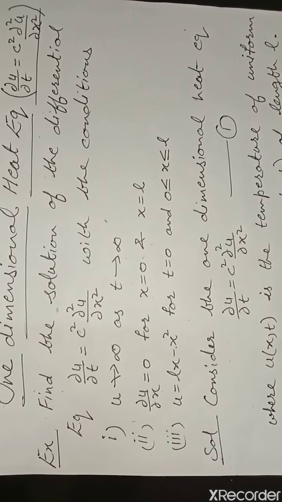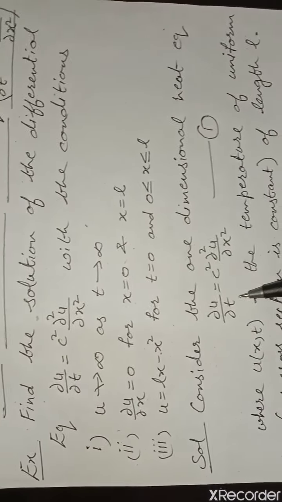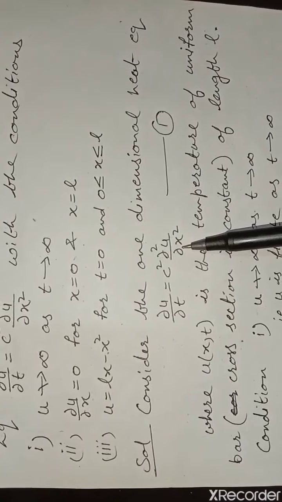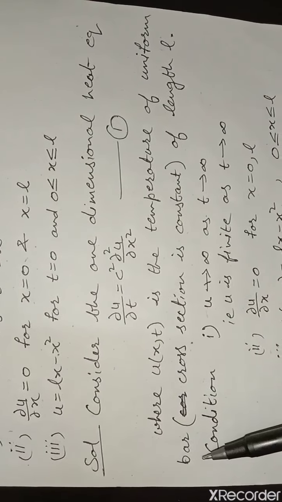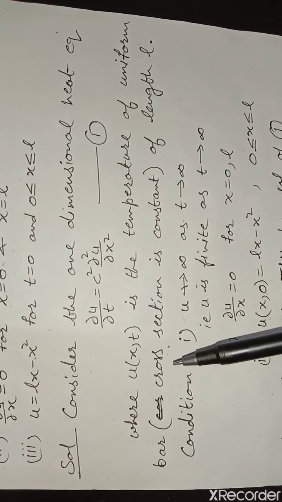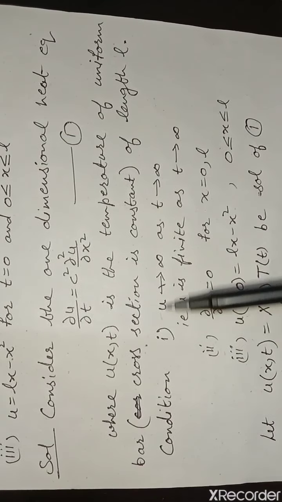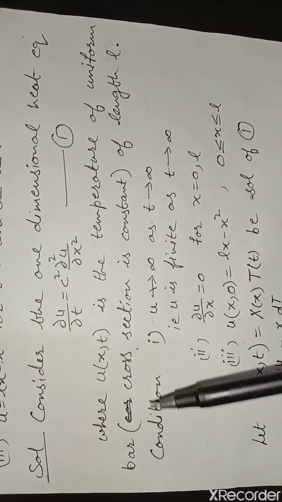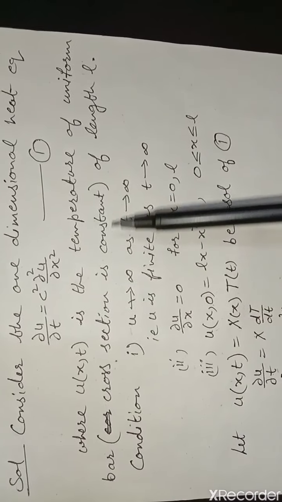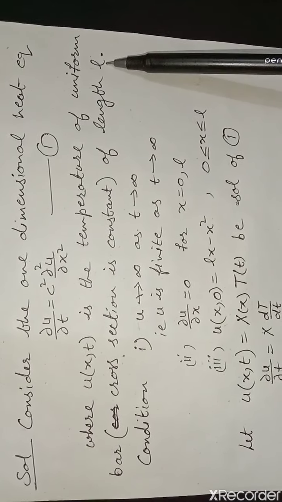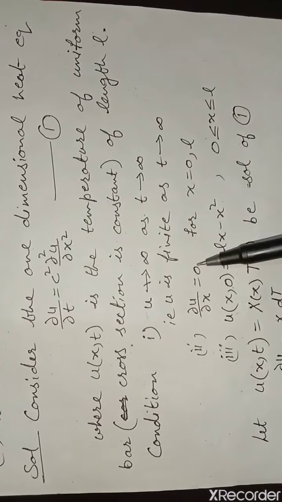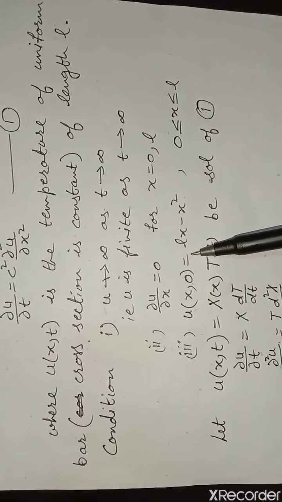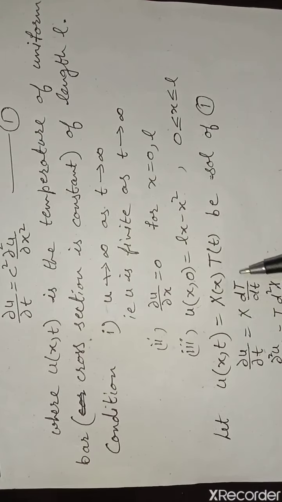Now let's start the solution. The one-dimensional heat equation is this, where u(x,t) is the temperature of a uniform bar. Uniform bar means the cross section is the same from one end to the other end. That means the cross section is constant and the bar is of length L. Here I have written all the three conditions.